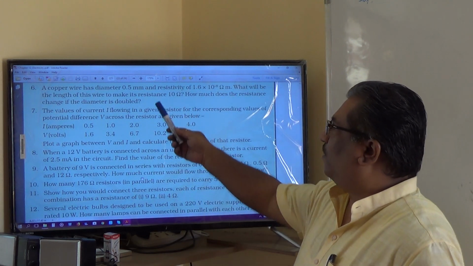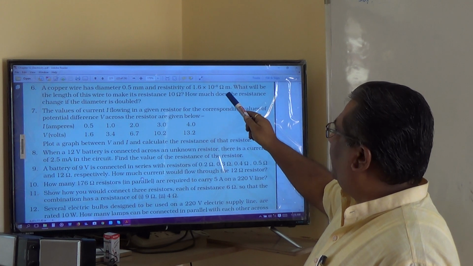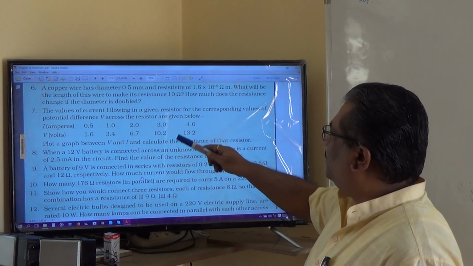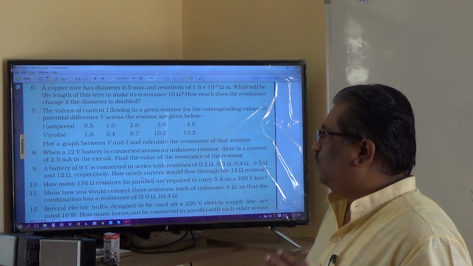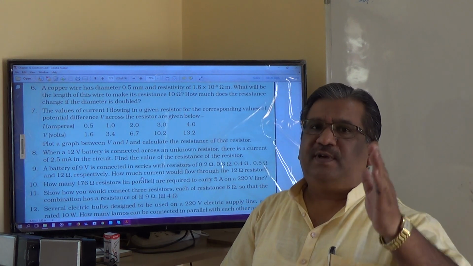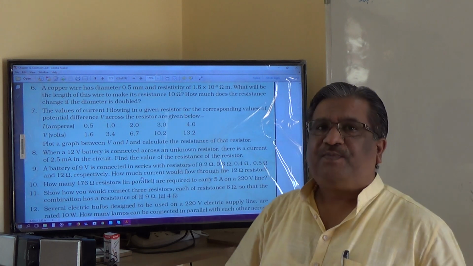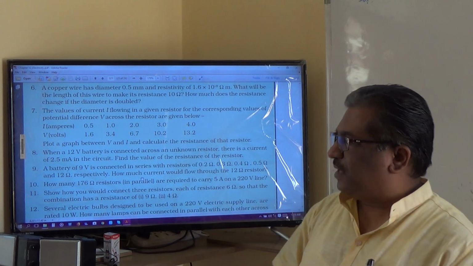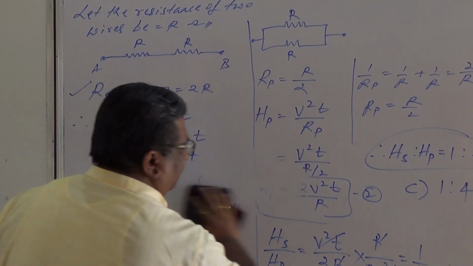Next, the sixth one. A copper wire has a diameter of 0.5 mm and a resistivity of 1.6 into 10 to the power minus 8 ohm meter. What will be the length of this wire to make the resistance 10 ohms? How much does the resistance change if the diameter is doubled? Dear students, when I apply SI units, homogeneity of the units is very important. Whenever I get the diameter in millimeters, you should be able to express that in meters. Let us work out this calculation. It involves a lot of calculation. Let us solve this.